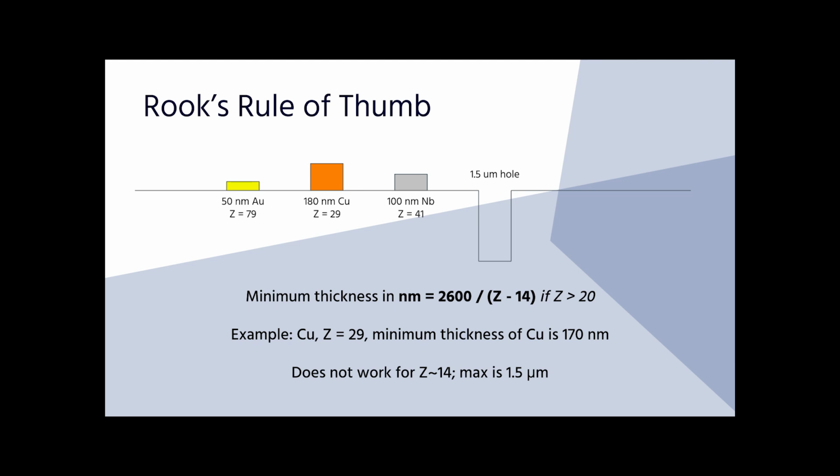The rule states that the minimum thickness of your registration mark should be greater than 2600 divided by Z minus 14, where Z is the atomic number of the material in question, if Z is greater than 20. You can see that for different material choices, you may need a substantially different thickness in order to get enough signal to detect the registration mark.